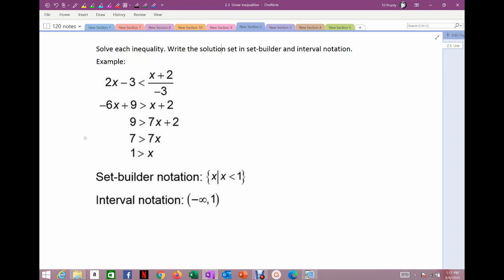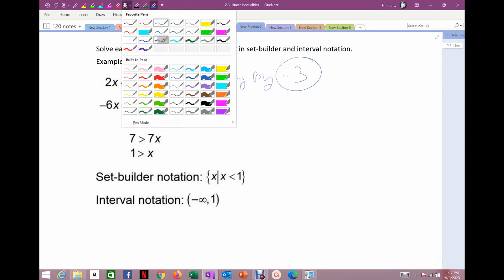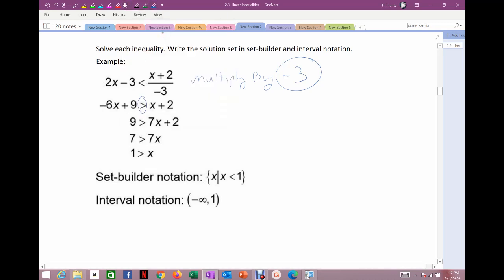All right, the first thing we're going to do is get rid of the divide by negative 3. So the first thing you're going to do is multiply by negative 3. Since I'm multiplying by a negative, we flip the sign, and you'll see that the sign is flipped. Okay, so we flipped it there. And that's the big thing to remember because we multiplied by a negative.